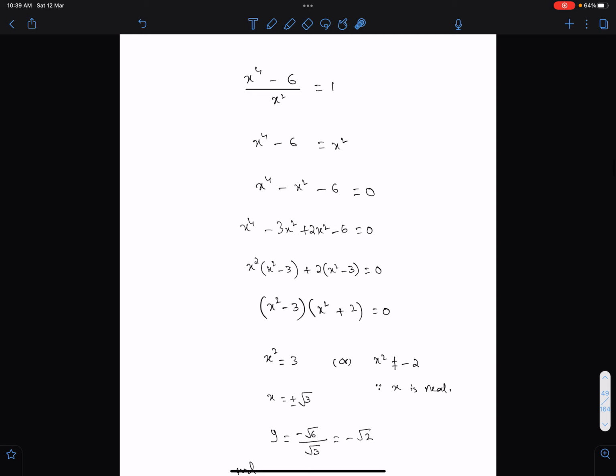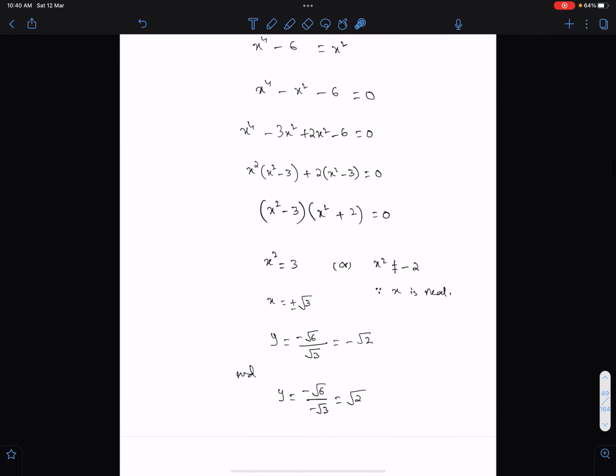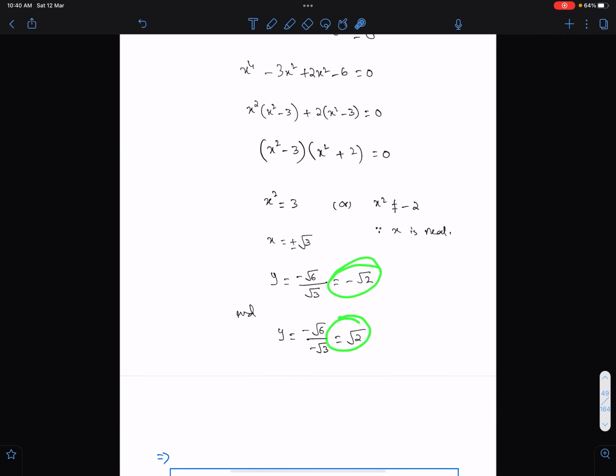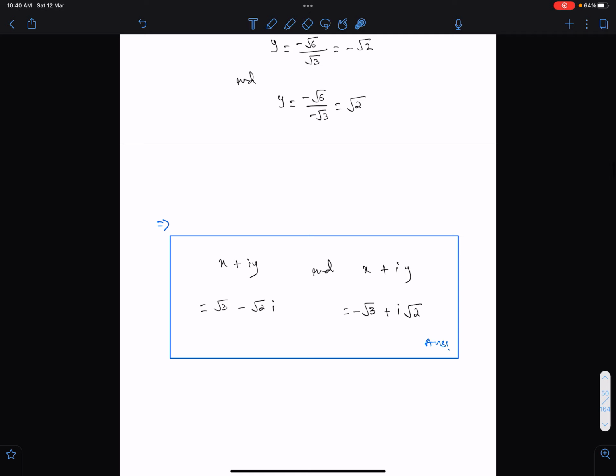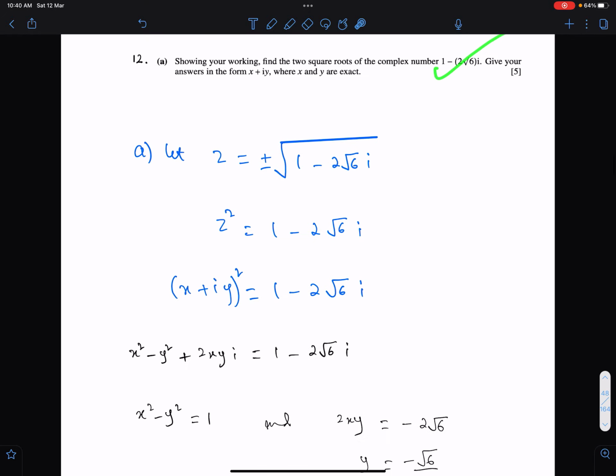Since x is real, we have to ignore this negative value. So these are two values of x. By substituting these two values of x into this equation, we have these two values of y. Now we just need to substitute these values of x and y into this complex number. So x is root 3, y is minus root 2, x is minus root 3 and y is root 2. So these are two required square roots of this complex number. You can check the solution again.